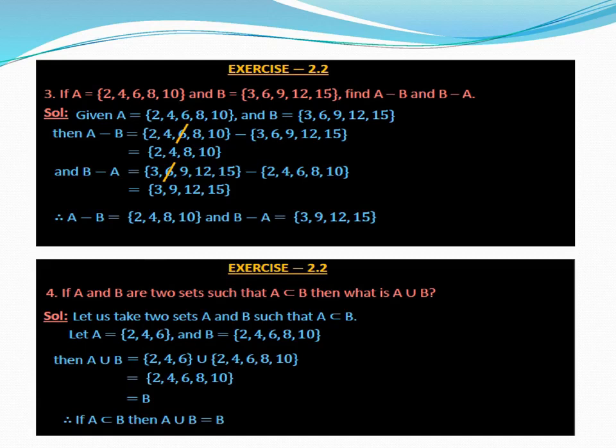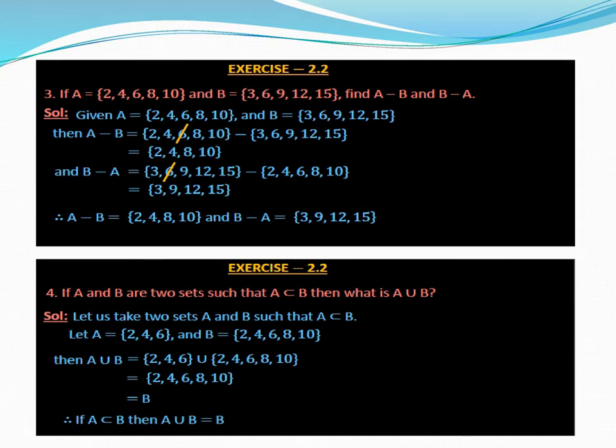Write the given sets A and B. Now we will find A minus B. First you write set A, minus, second set B. So how to find A minus B? You write only elements present in set A, not present in set B.